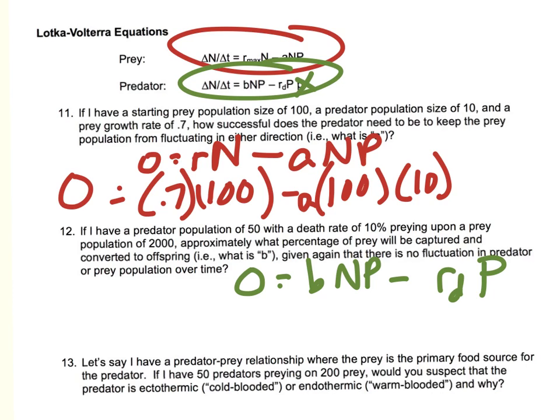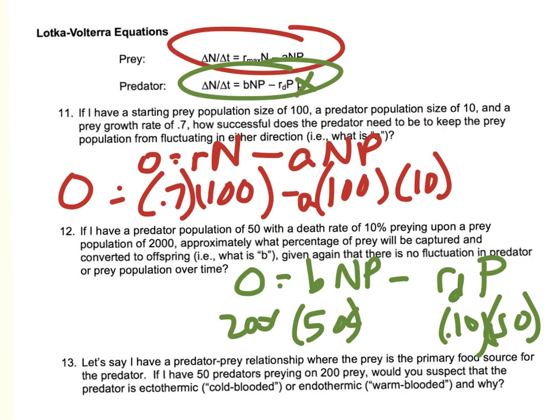So anyway, in this one, if I have a predator population size of 50, that's in both sides, the 50 here and the 50 here. A death rate of 10%, 0.1. And we have a prey population of 2,000. So that's 50 times the 2,000, which is the N. What is b? So you're just going to shift that whole thing over to the other side and solve for b. And if they do that, they should get 0.00005.